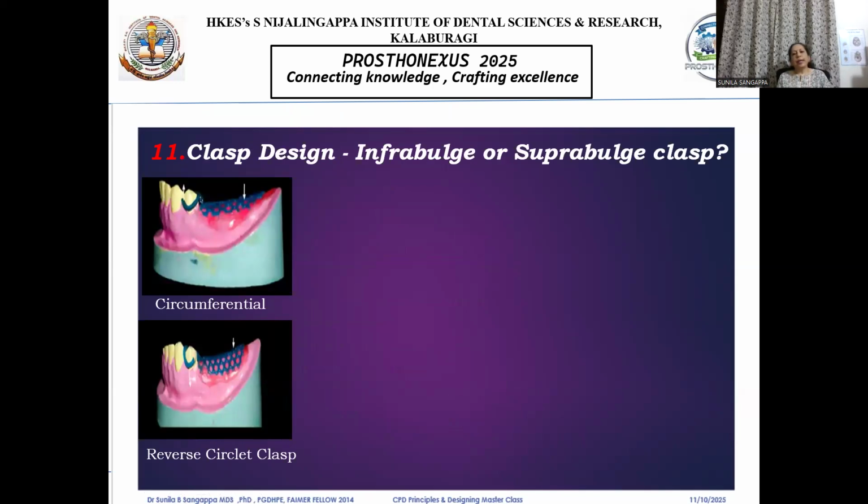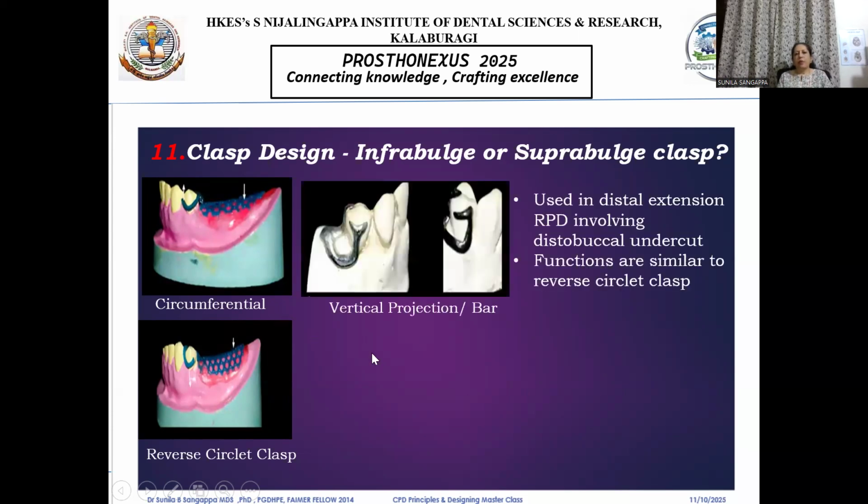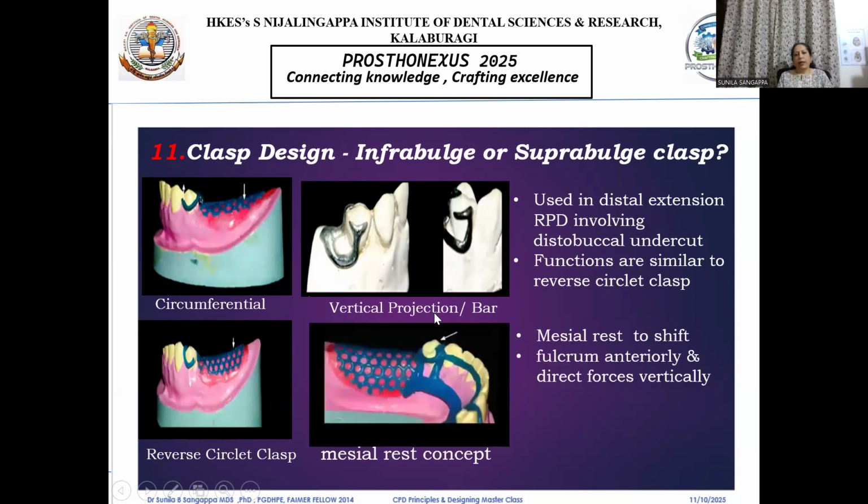Next, moving on to the clasp design. Which one do we choose? Infrabulge, suprabulge? We've already discussed the indications and contraindications of the circumferential clasp and the reverse circular clasp. So moving on to the vertical projection or bar clasp. This is similar to the reverse circular clasp, and this is also used in distal extension cases when the distobuccal undercut is present. All right.